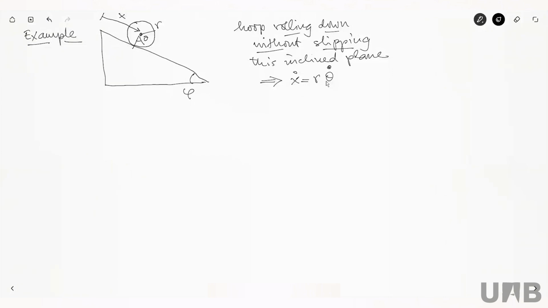Now, it's obvious there is a differential constraint because it is a constraint on the velocities. This differential constraint is actually a fake. It's not a real differential constraint because you can trivially integrate it, right? You can integrate it to x equals r theta plus constant. So it's actually not a real differential constraint.